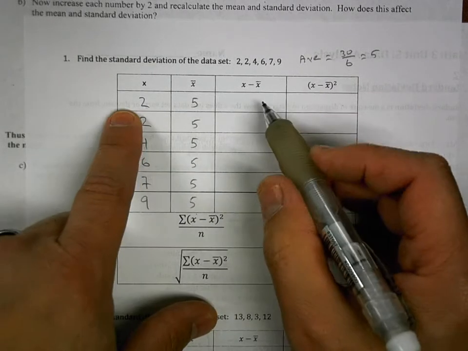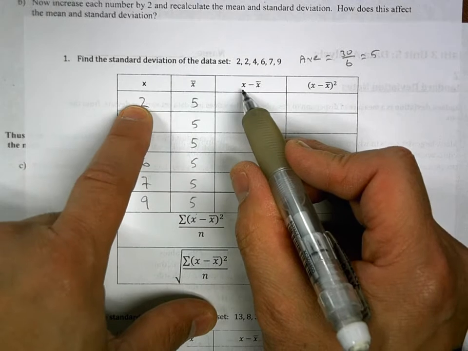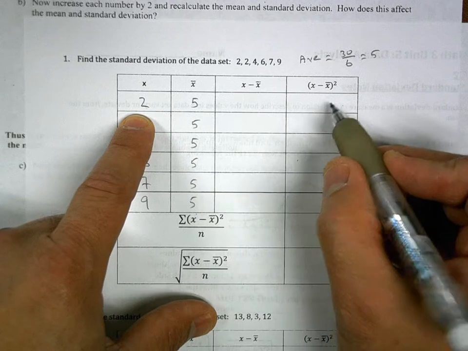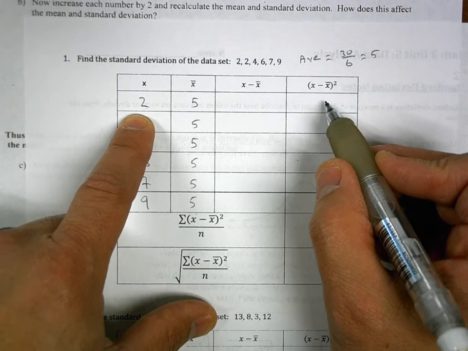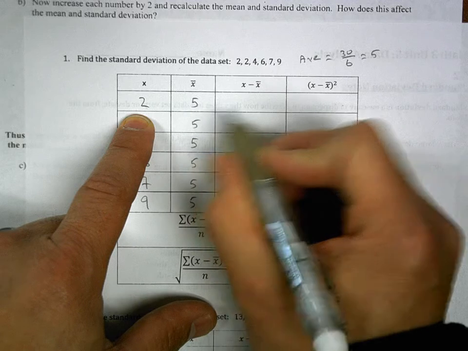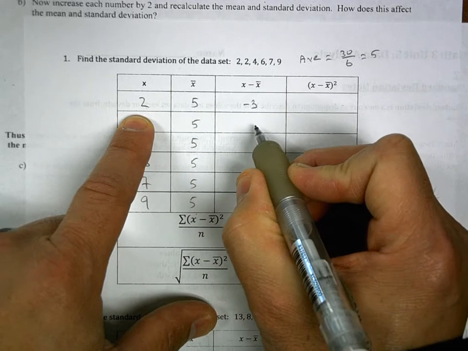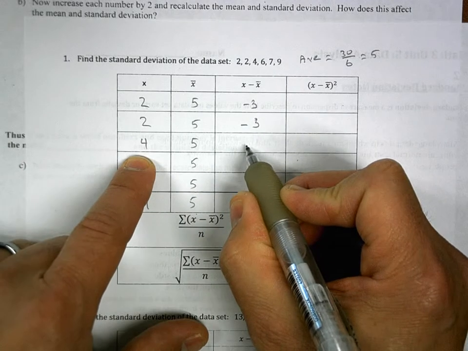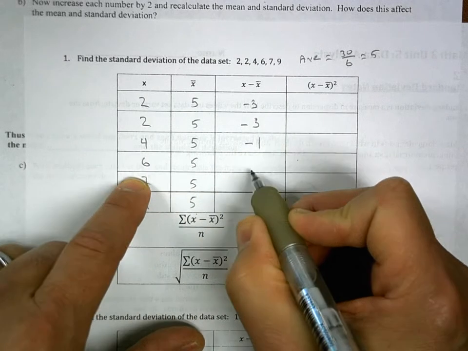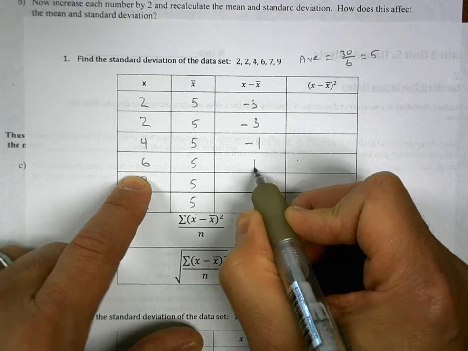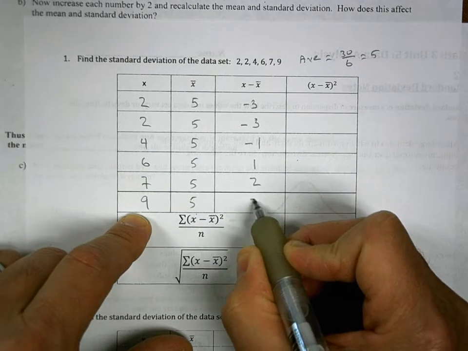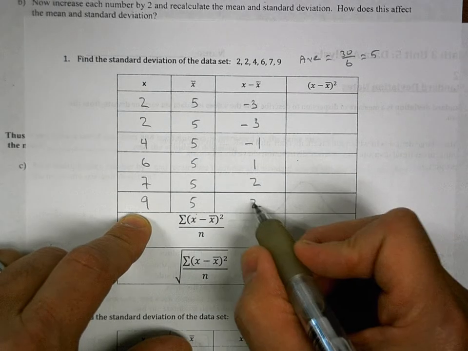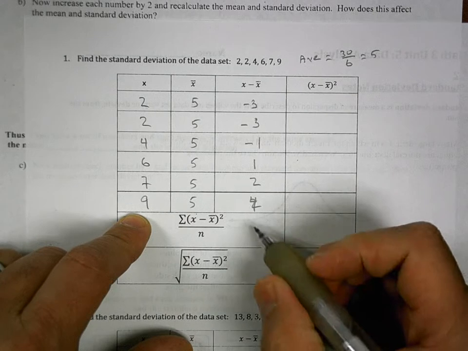Okay, and then they want you to subtract this x minus this average. And I know some will be negative, some will be positive, but eventually we're going to square it, and it's always going to be positive. But 2 minus 5 is negative 3. 2 minus 5 is negative 3. 4 minus 5, negative 1. 6 minus 5, positive 1. 7 minus 5 is 2. 9 minus 5 is 4. So we're just subtracting this minus that.